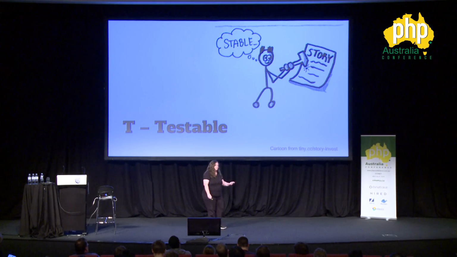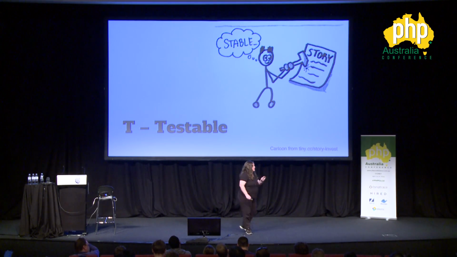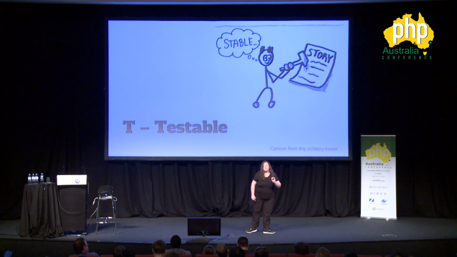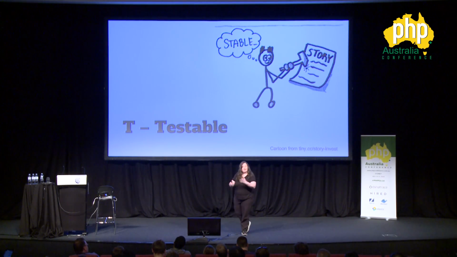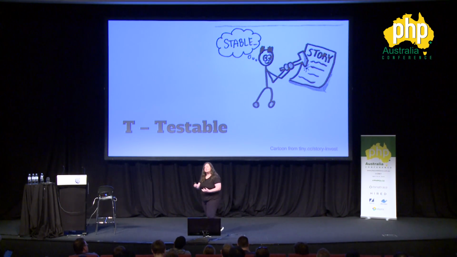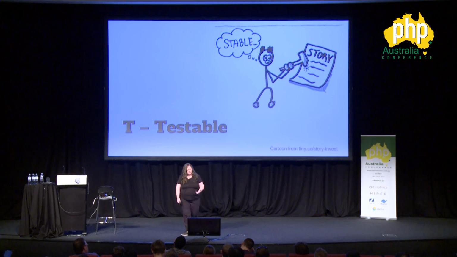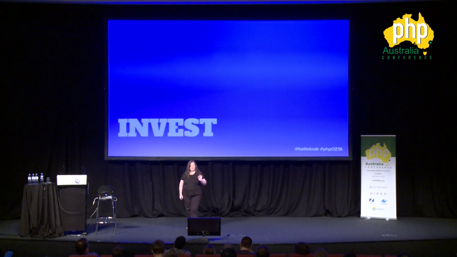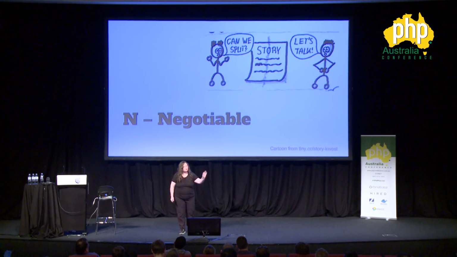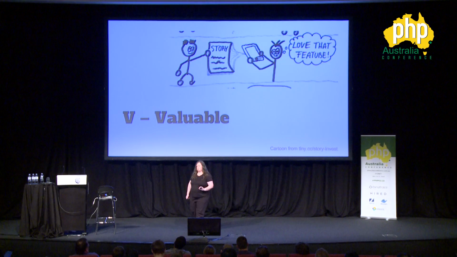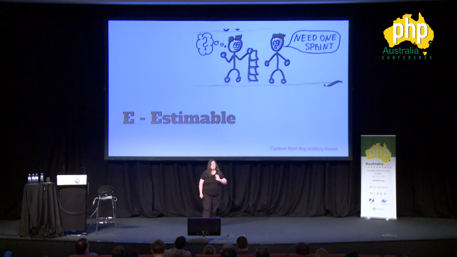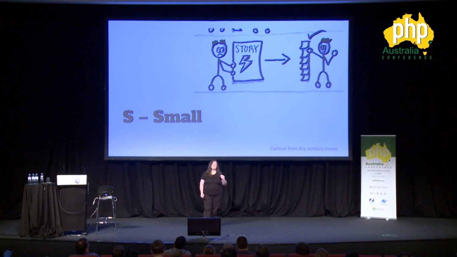And finally, testable. Can we test that the value we assume is there? Can we test that it works? Do we have tests? How would we test it? What does testing look like? So, INVEST. I'll just quickly go back, I should have a finished slide. INVEST: independent, negotiable, valuable, estimable, small, and testable.